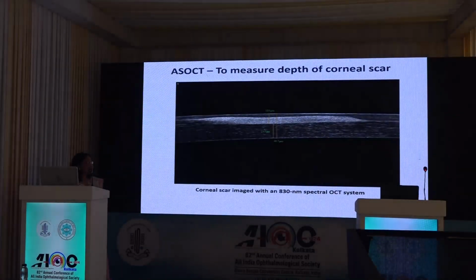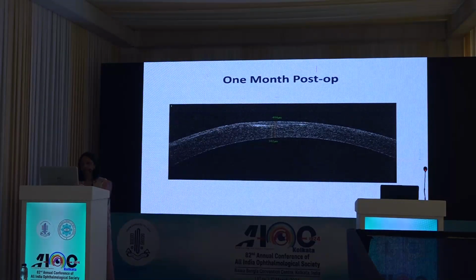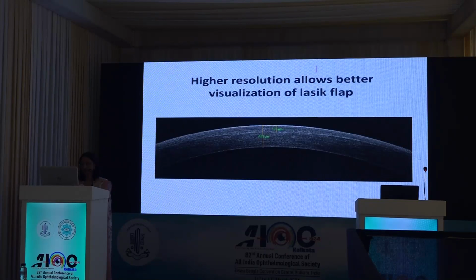So as AS-OCT shows, the scar was involving almost the whole extent of the flap, but there was sufficient residual stromal thickness. So we decided first to amputate the flap, and this is how the cornea looks after a month of the surgery. The patient had significant improvement in symptoms, but the post-op refraction was around -2 diopters.